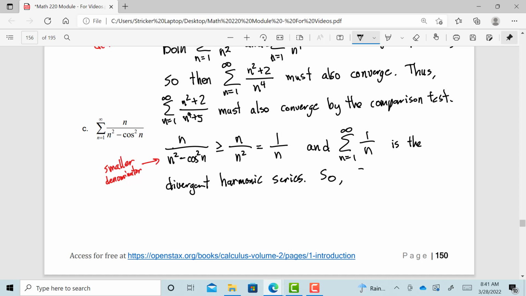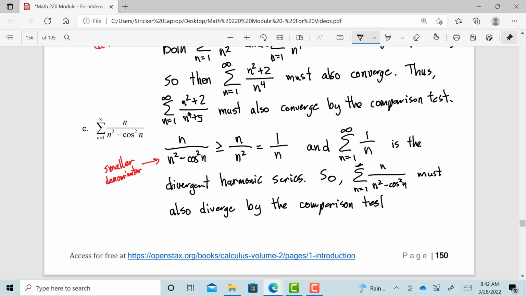So that means that our original series, n equals 1 to infinity of n over n squared minus cosine squared n, must also diverge by what test? By the comparison test. And that's going to do it for this video.